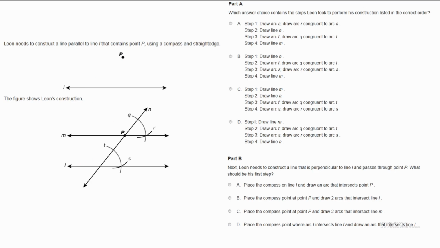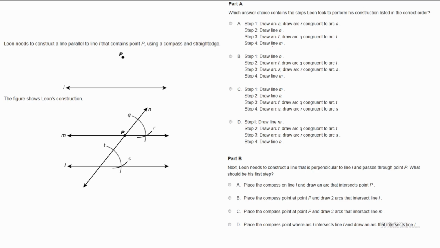The figure shows Leon's construction. He has line L, we have line M, which is now parallel. We have that he created a line N, we have point P, we have some arcs, we have arc T, arc S, arc Q, arc R, right? Let's see what steps it is going to ask here.